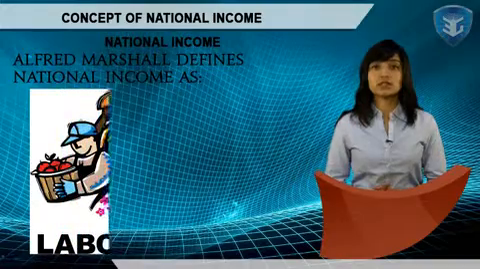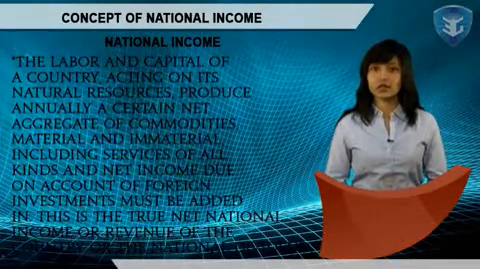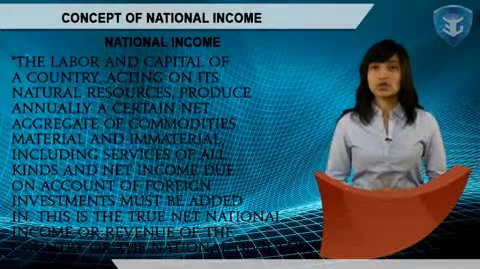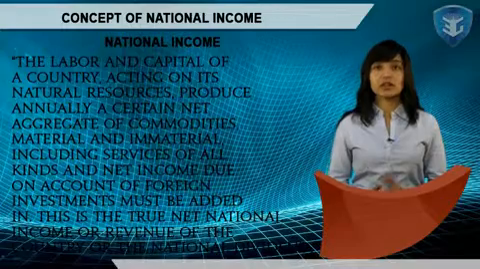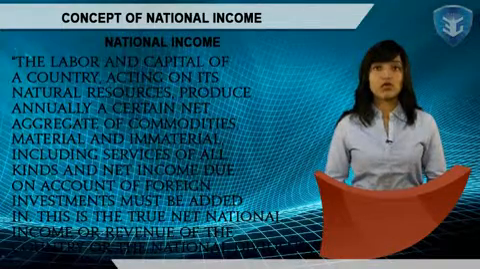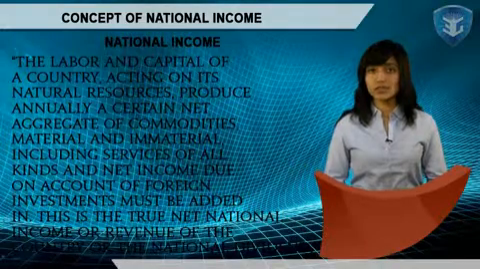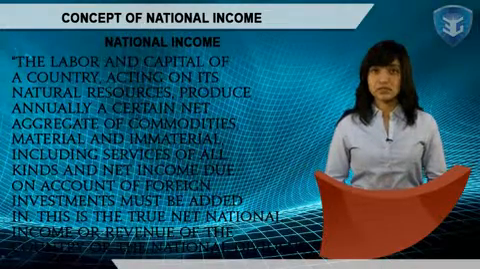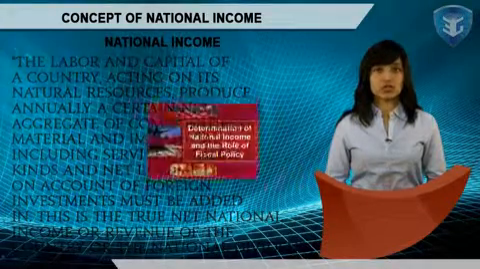Alfred Marshall defines national income as: the labor and capital of a country acting on its natural resources produce annually a certain net aggregate of commodities, material and immaterial, including services of all kinds, and net income due on account of foreign investments must be added in. This is the true net national income or revenue of the country, or the national dividend.